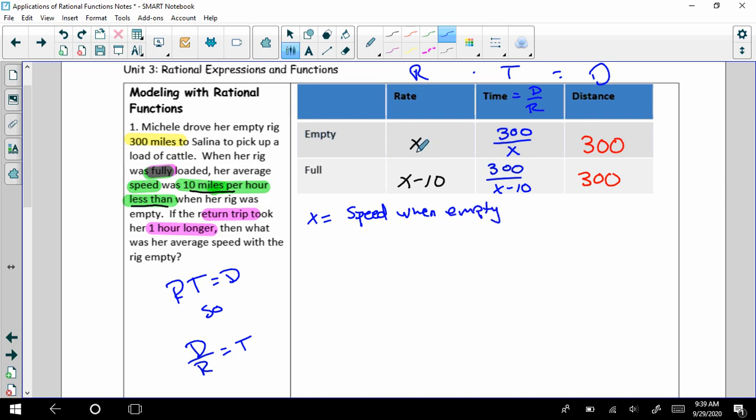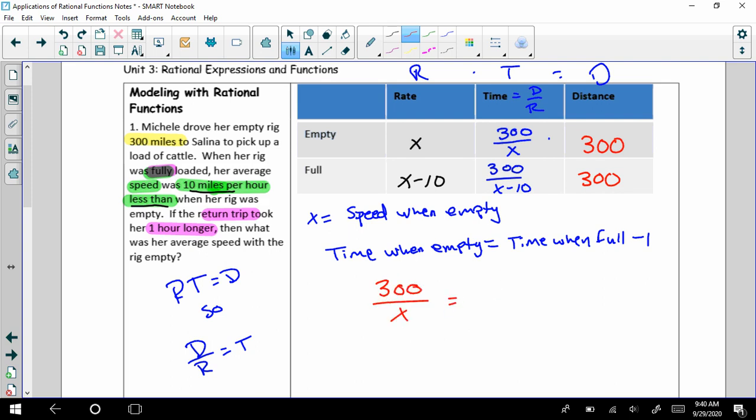Okay. So we also know that the time when empty is equal to the time when full minus 1 hour. Well, now we have expressions for time. We're just going to plug those in. So time when empty is 300 divided by x. The time when full is 300 divided by x minus 10 minus 1.